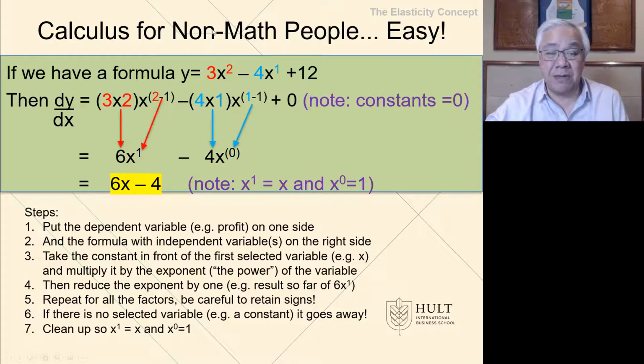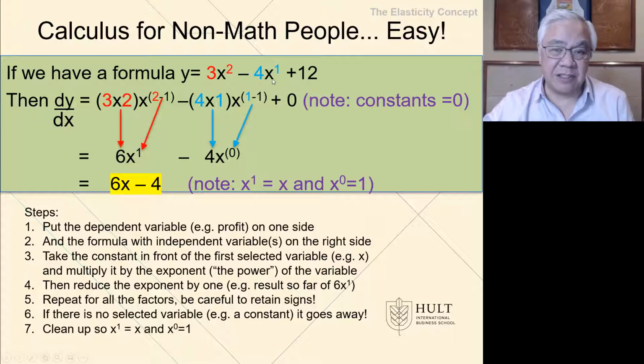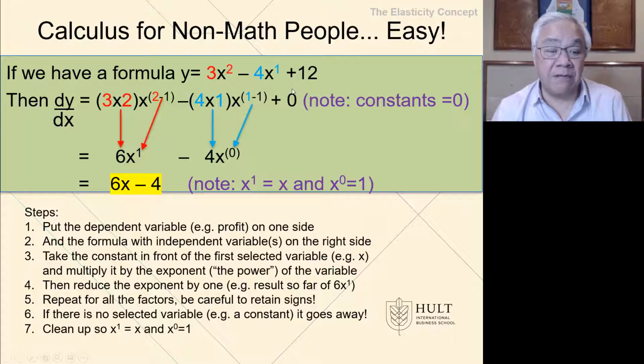So if I have a hypothetical formula, which is y equals 3x squared minus 4x to the first power, which is just x, plus 12, we can then do the first derivative by doing a little bit of calculus. Here, the expression is dy dx, which means it's the derivative of y with respect to x. That's all that notation means.